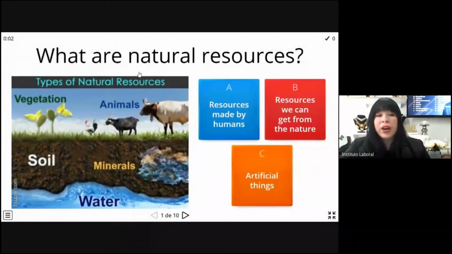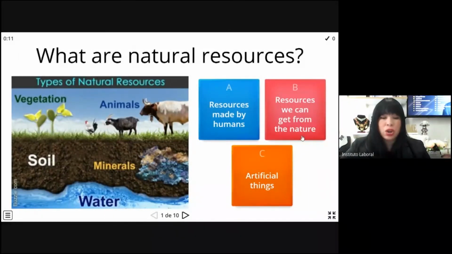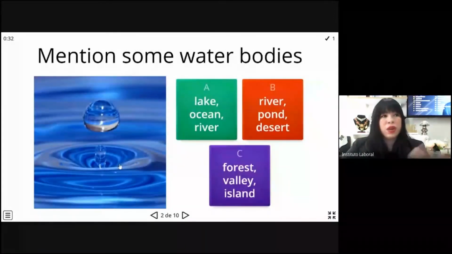Okay, what are natural resources? Let's see the definitions. A, resources made by humans. B, resources we can get from nature. Or C, artificial things. Nervina, what do you think is the correct answer? A, B, or C? What are natural resources? B. B, resources we can get from nature. Yes, correct, like soil, minerals, water, things that nature has.